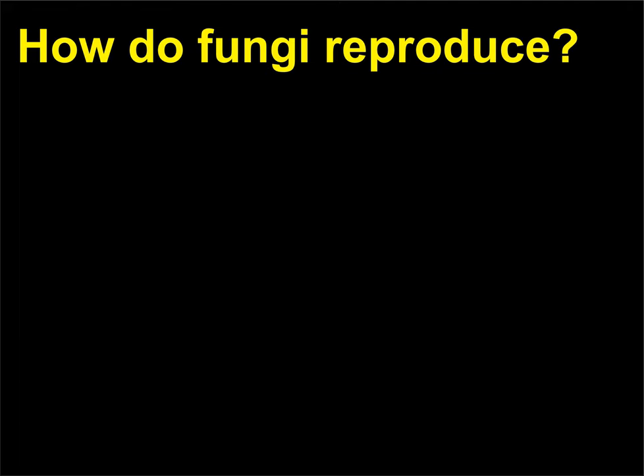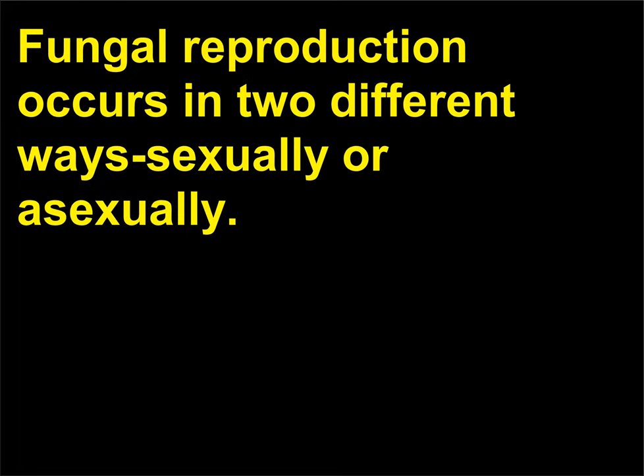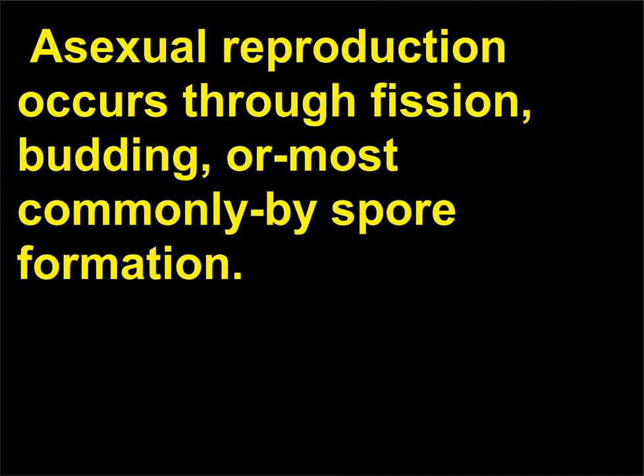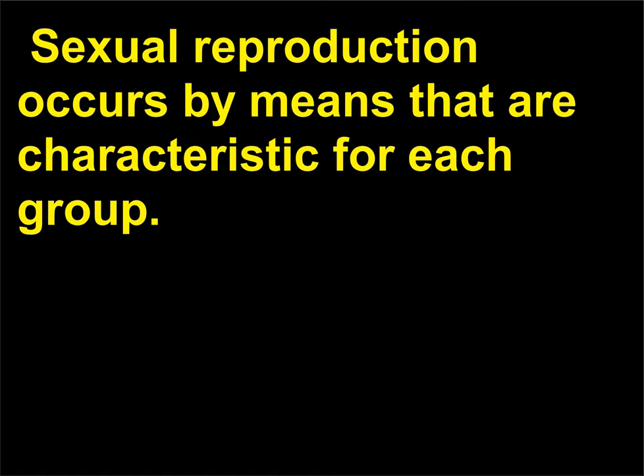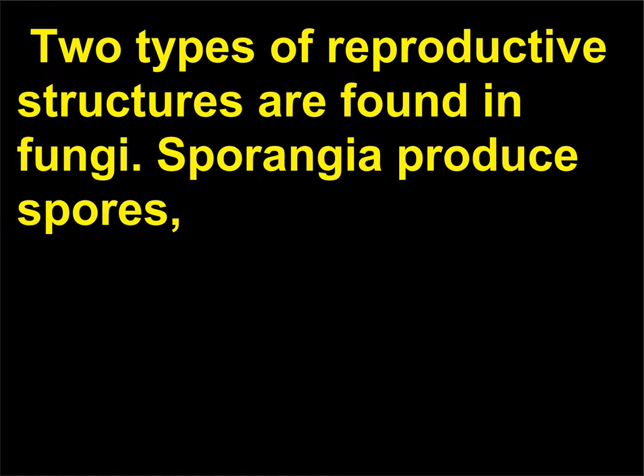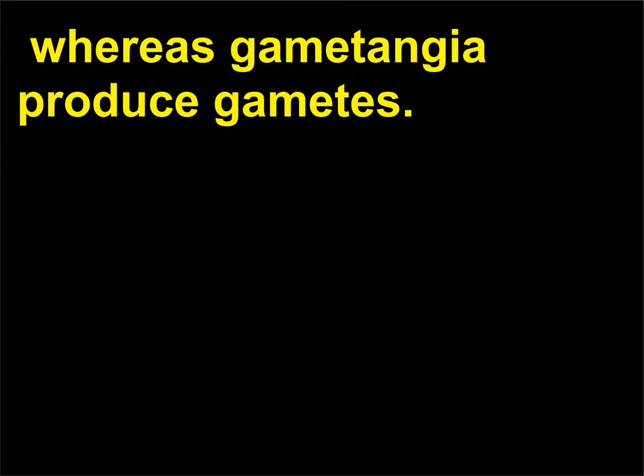How do fungi reproduce? Fungal reproduction occurs in two different ways, sexually or asexually. Asexual reproduction occurs through fission, budding, or most commonly by spore formation. Sexual reproduction occurs by means that are characteristic for each group. Two types of reproductive structures are found in fungi. Sporangia produce spores, whereas gametangia produce gametes.